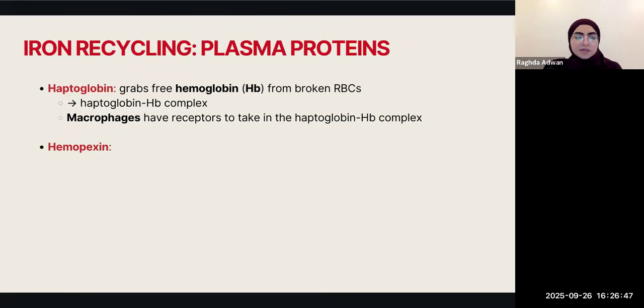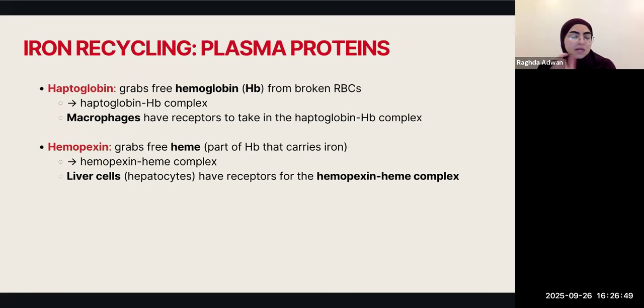On the other hand, hemopexin will grab the free heme. Heme is the non-protein part of hemoglobin, which carries iron. It will form the hemopexin-heme complex, and then this will be taken up by liver cells or hepatocytes. So this is just to show you that macrophages will take up the haptoglobin with the hemoglobin. Liver cells will take up hemopexin and heme.